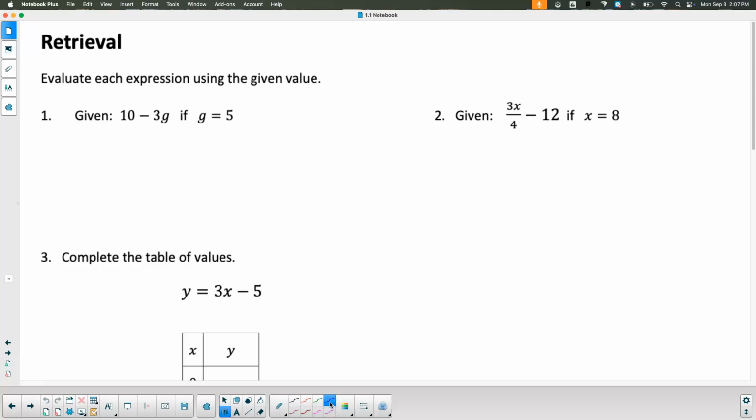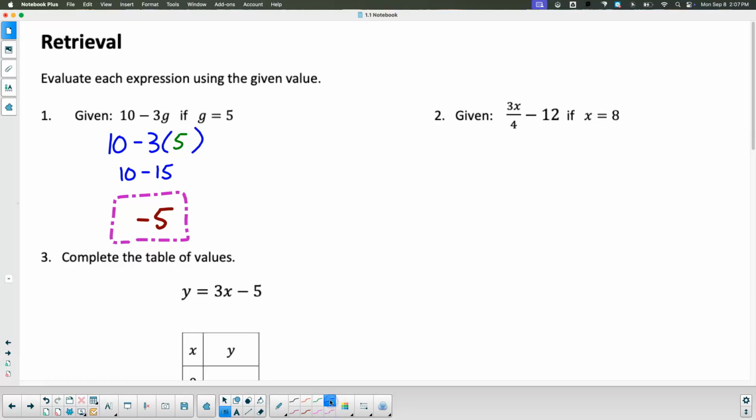So, given 10 minus 3g, if g is 5, that means I'm going to plug 5 in for g. 3 times 5 is 15, so that's going to be 10 minus 15, which gives me a negative 5 value for number 1. Yes? Thumbs up if we're good? Lots of thumbs, that's awesome.